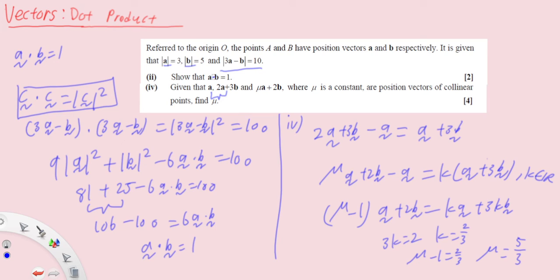So this is the idea of using the dot product, and also a sort of revision of collinearity, where if we have three points, point A, point B, point C, then we know that the vector A to B must be a scalar multiple of the vector A to C or B to C, and vice versa. So this is how we can solve these questions on the dot product and collinearity.